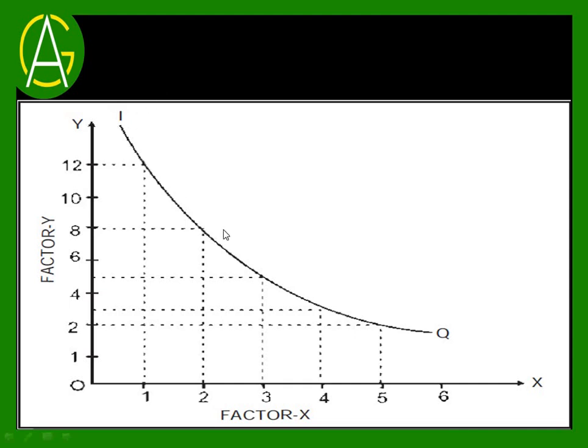We can see this curve IQ is the isoquant. If we produce at this particular point, say for example point A, where factor y is 12 units and factor x is 1 unit, and it gives 100 units of production, point B will also give 100 units, point C will also give 100 units, point D will also give 100, and point E will also give you 100 units of production. So all the points give the same level of production, that is why it is known as equal production curve.